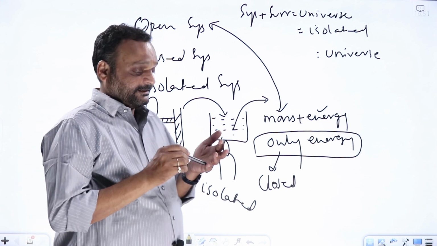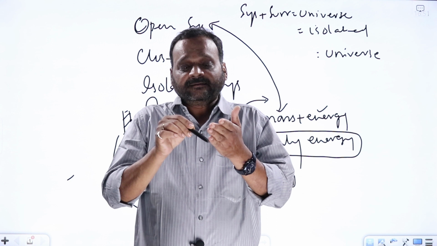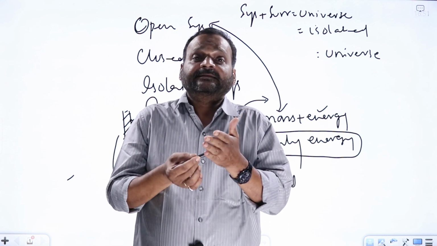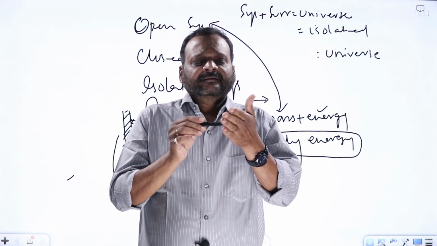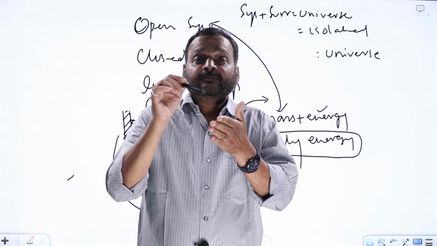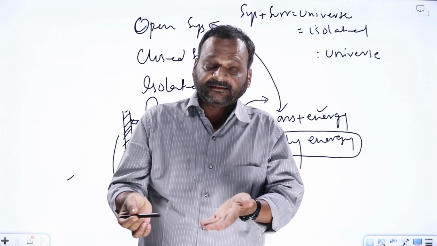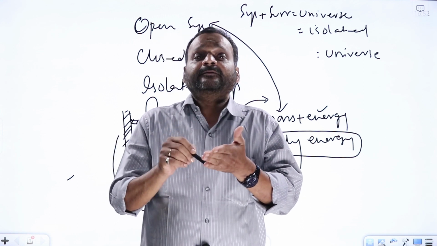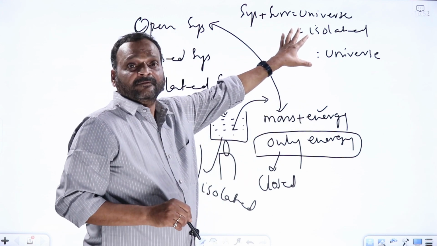What is a system? What are the surroundings? What is the universe? These three will become very useful when we go into the second law of thermodynamics, when we are discussing the topic called entropy. There the questions will be coming: what is the change in entropy of the system? Change in entropy of the surroundings? What is the change in entropy of the universe? So what is a system, what are surroundings, what is the universe, we should be able to identify clearly. There these things will become very crucial.